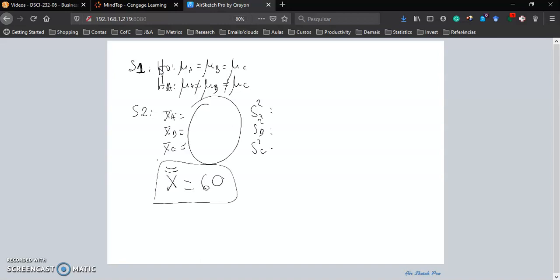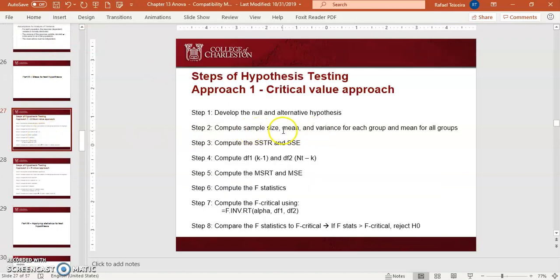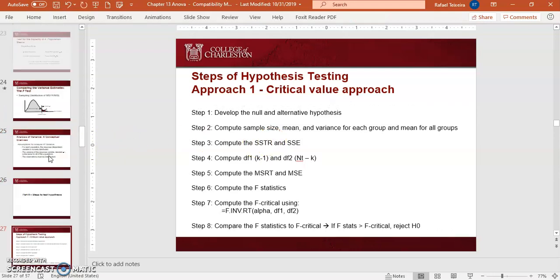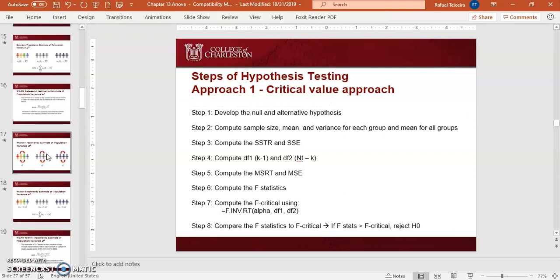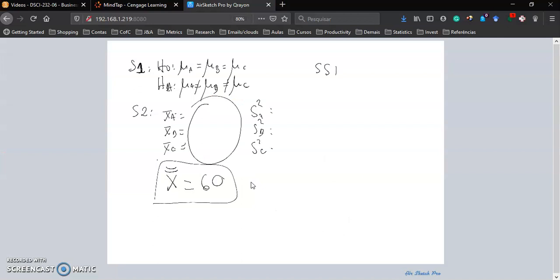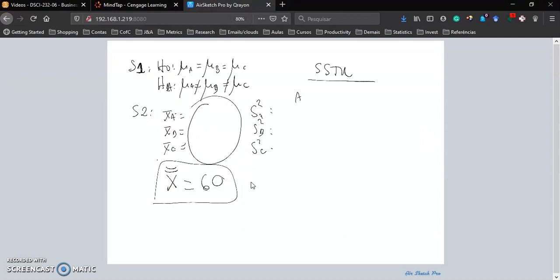So this is what my steps tell you to do: compute sample size, mean, and variance for each group and the mean for all groups. Then compute the sum of squares treatment and SSE. So let's take a look at how the formula is for these. Sum of squares treatment. So what I have to do is, let me do it here. Sum of squares treatment is, for the case 1, let me do this better.